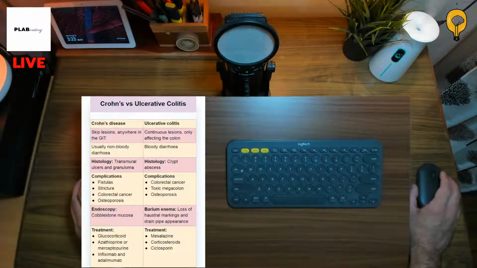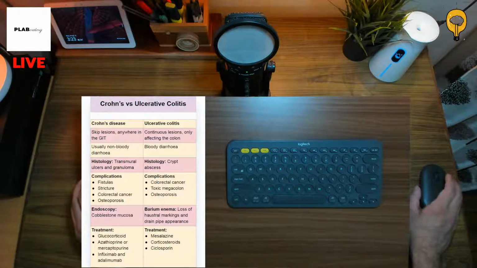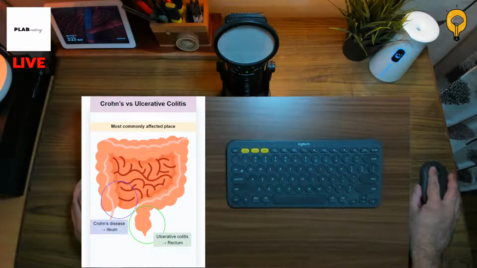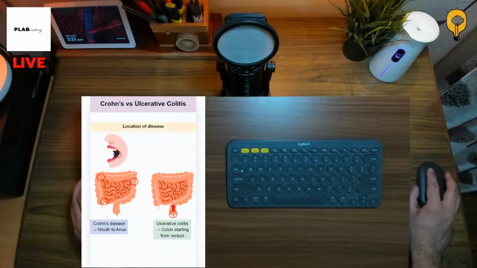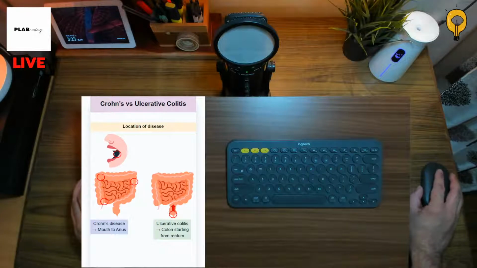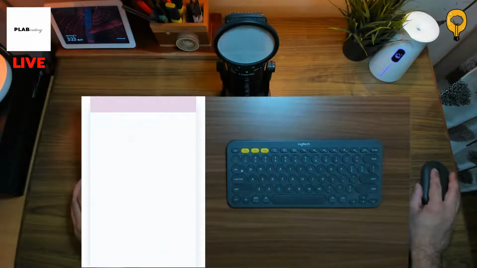Treatment here would be glucocorticoids, azathioprine or mercaptopurine, infliximab, adalimumab. Here we have mesalazine, corticosteroids, and cyclosporin. Most commonly affected place in Crohn's disease is the ileum. In ulcerative colitis, it is the rectum. Crohn's disease, mouth to anus, anywhere in the GIT. Ulcerative colitis starts from the rectum and proceeds proximally.